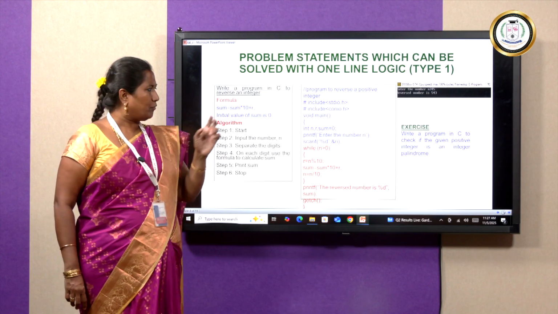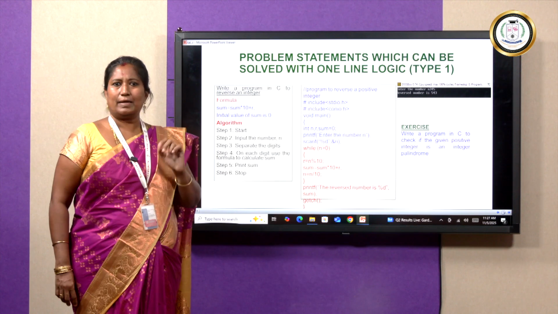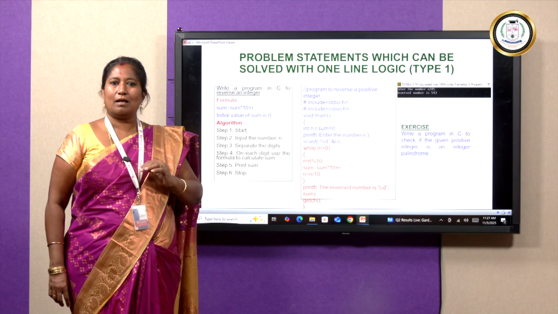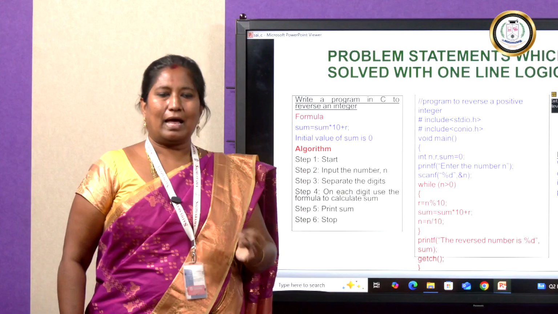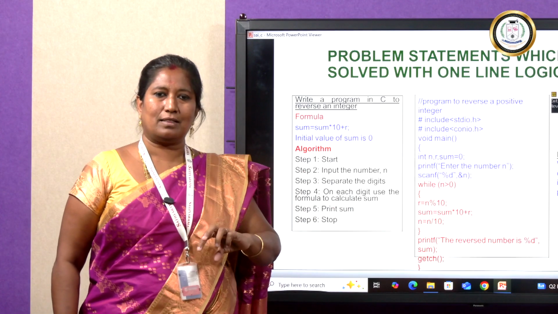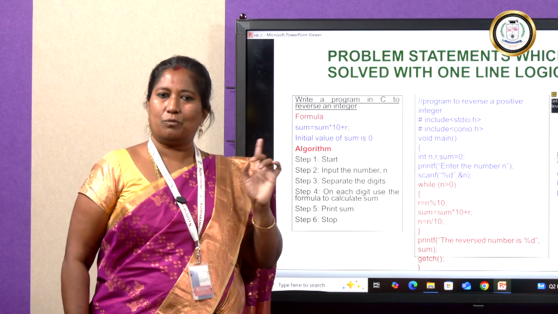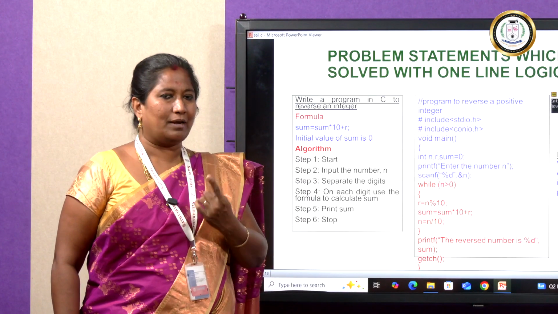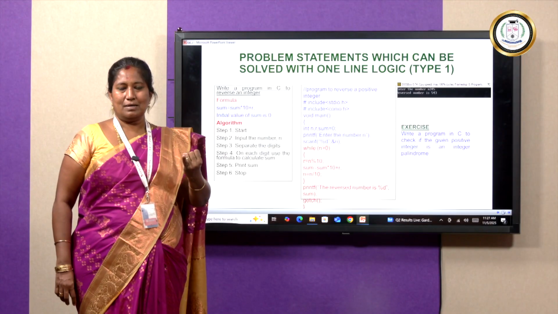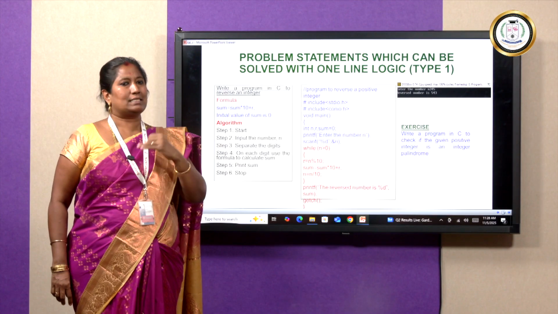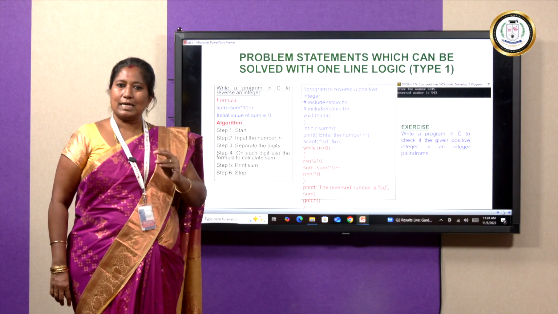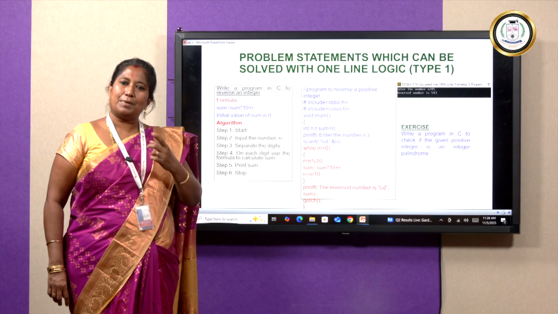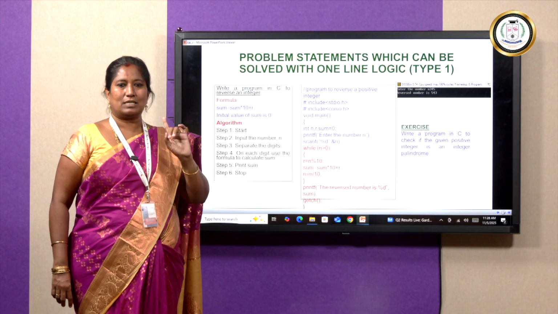So children, here we have to check whether the given number is a palindrome or not. What is the logic here? Reverse the number. Having reversed the number, check whether the reversed number is the same as the original number, and if they are the same, we declare it a palindrome. I repeat, first reverse the number, then check whether the reversed number is the same as the original. For reversing a number, I gave you a formula, sum equals sum into 10 plus r. For separating the digits also, I have given you a logic previously, right?